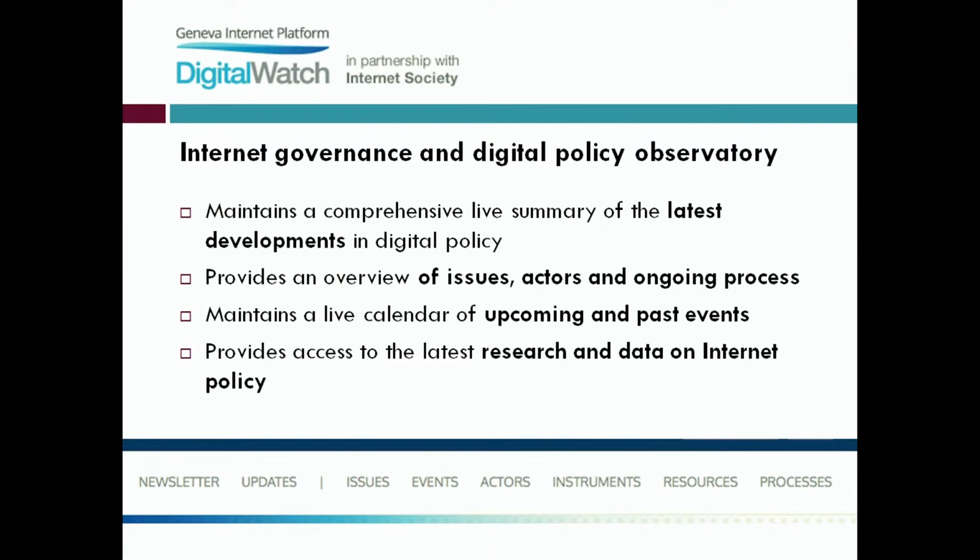The Observatory is an online place, there are links later on, where we gather summaries of the latest developments in digital policies. We provide overviews of over 40 issues related to the internet.